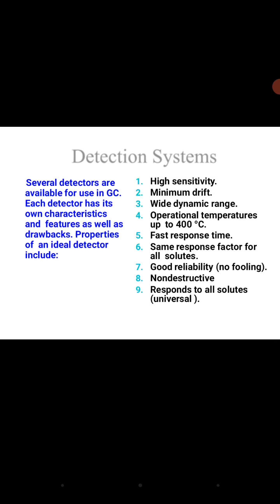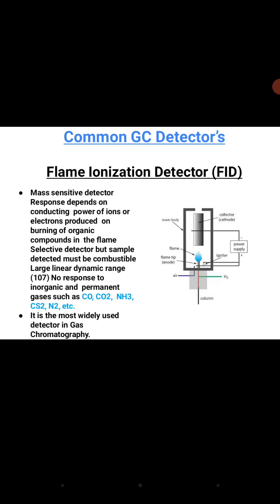Several detectors are available for use in GC. Each detector has its own characteristics and features as well as drawbacks. Properties of ideal detectors include high sensitivity, minimum drift, wide dynamic range, operational temperature up to 400 degrees Celsius, fast response time, same response factors for all solutes, good reliability, non-destructive, and response to all solutes, that is, it should be universal. Now let's discuss some of the common GC detectors.